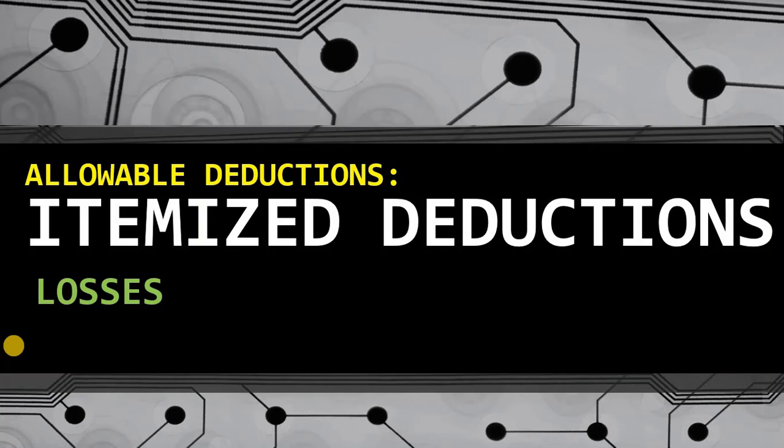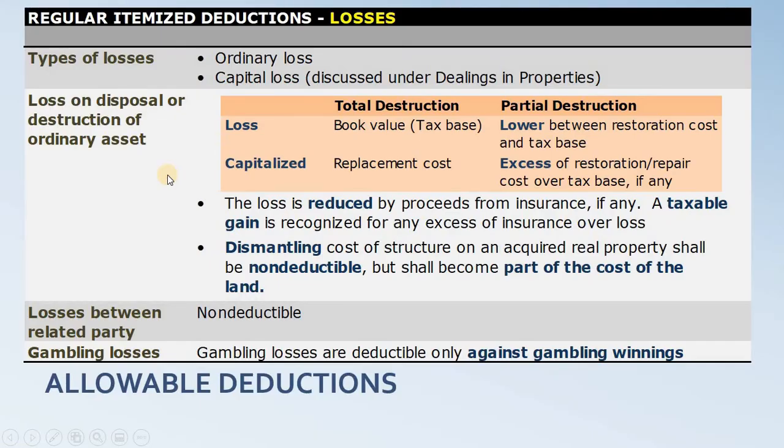So now let us discuss another complicated itemized deduction, which is losses. Just like any other itemized deduction, losses has also several tax rules that govern its deductibility. So that will be covered in this discussion. For tax purposes, we have two types of losses.